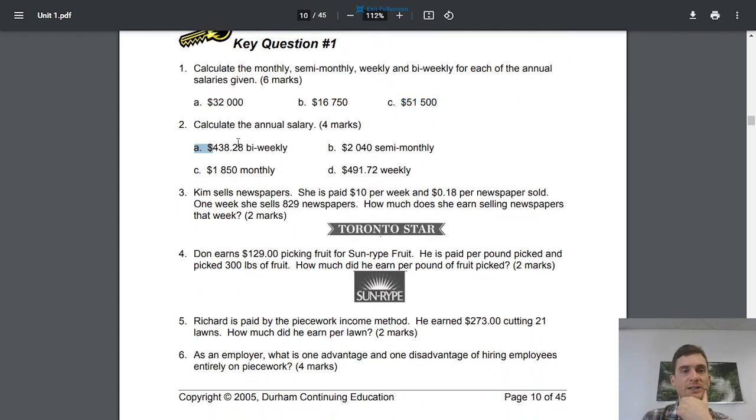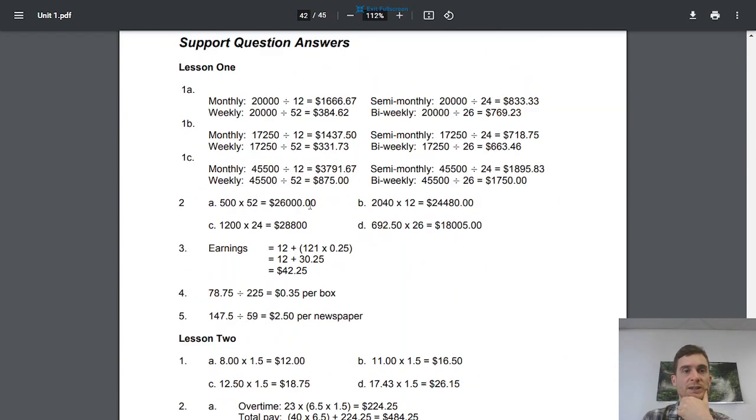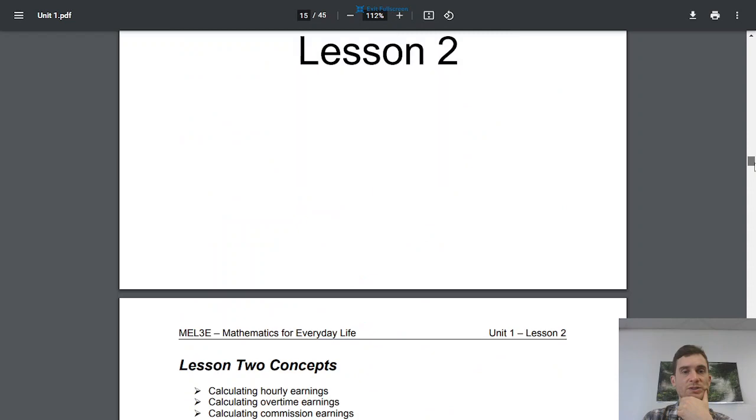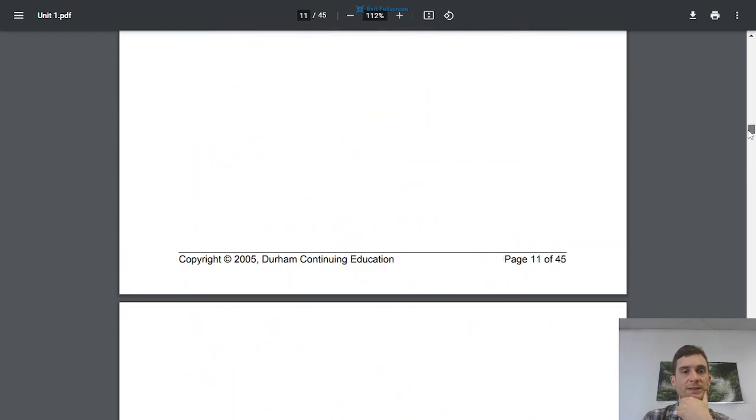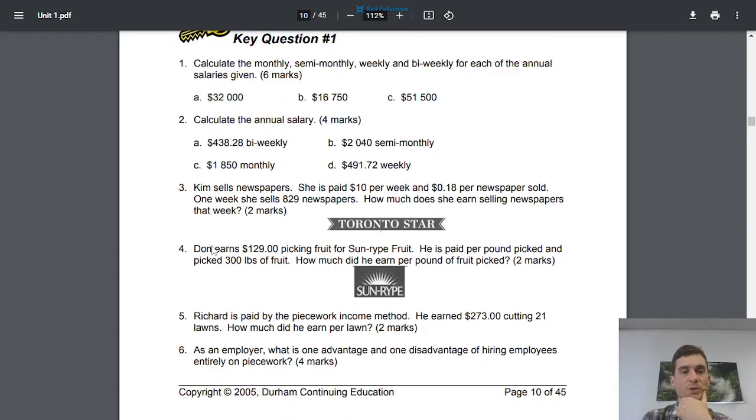The annual salary, this is going to just look the same way that they did in the support question answer, where this would be weekly, so you divide that number by the number of weeks in a year, monthly by the number of months, it's 12, number of half months, and number of half weeks. So it'll look just like that. Then you have some word problems.